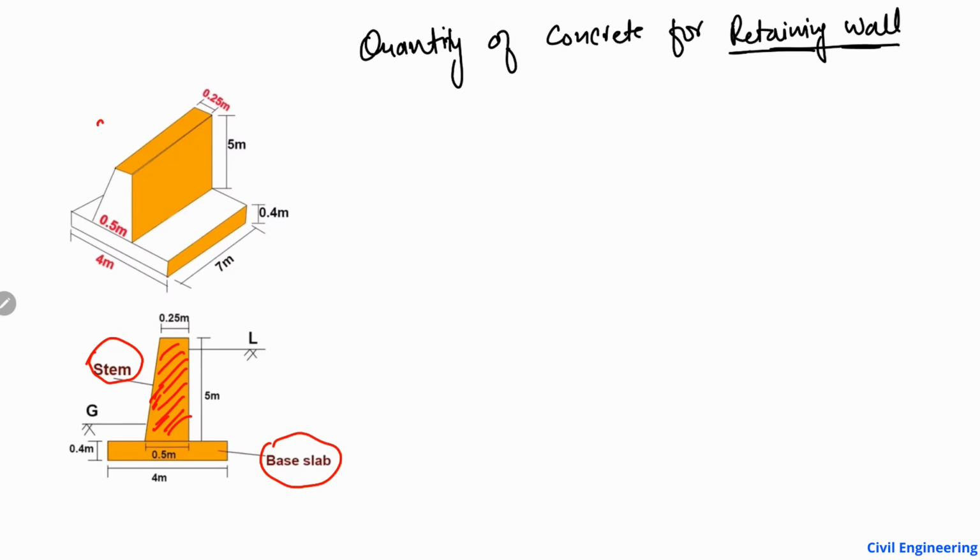Here you see the 3D view of the retaining wall with the different dimensions. So how do we find out the quantity of concrete for this retaining wall? I'm going to do it in a very simple way by considering two parts of the concrete. One, I call the base slab, which is provided to support the retaining wall. The other one is the stem of the retaining wall, which is this one.